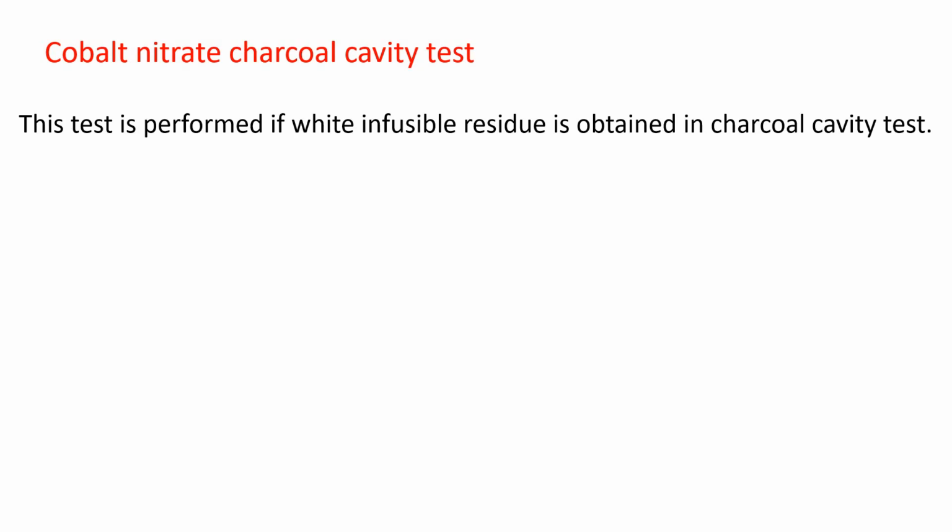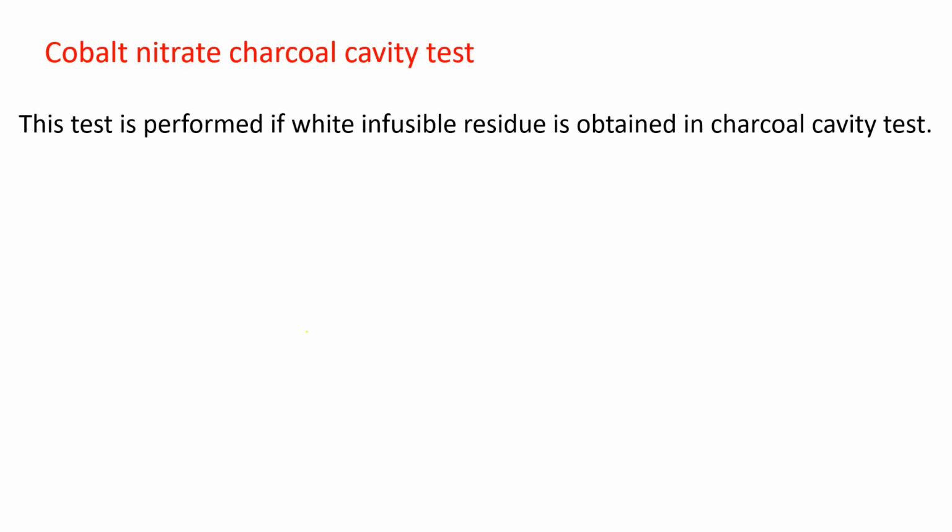Now coming to the cobalt nitrate charcoal cavity test. When you are doing the charcoal cavity test, if you get a white residue, as we have just seen, it means it will be zinc, aluminium, magnesium, calcium, barium or strontium. So if it is white, then only you have to perform this cobalt nitrate charcoal cavity test. Here, in the mixture that you heated in the charcoal block, you have to add 6 to 8 drops of cobalt nitrate.